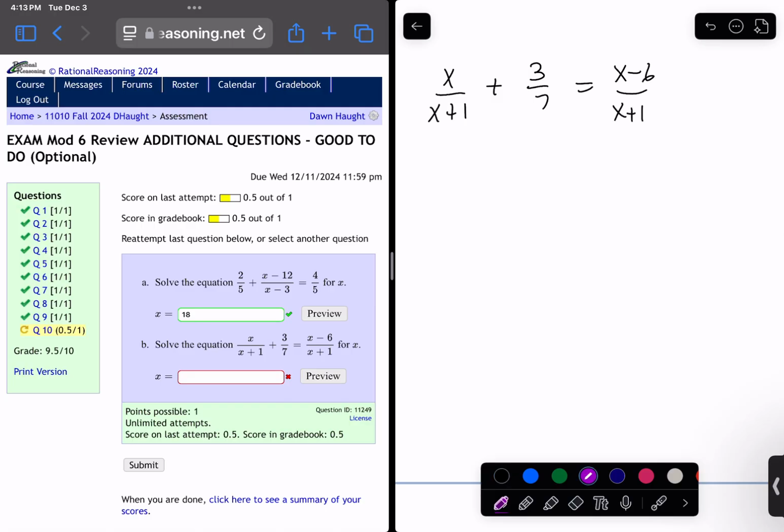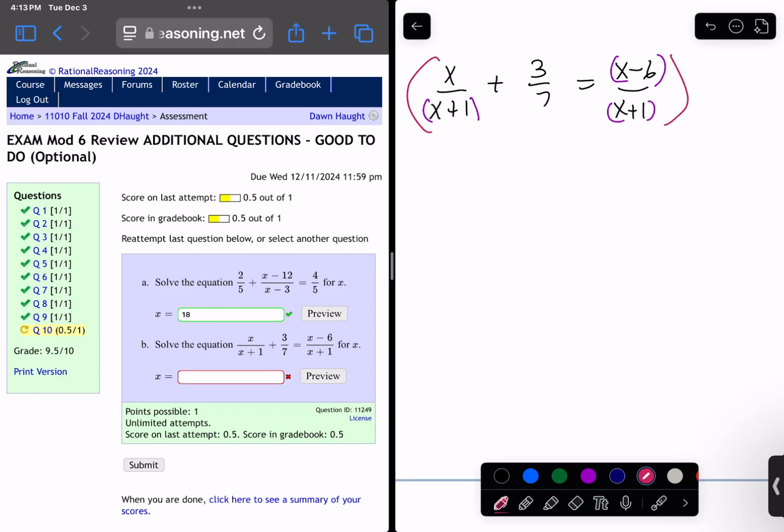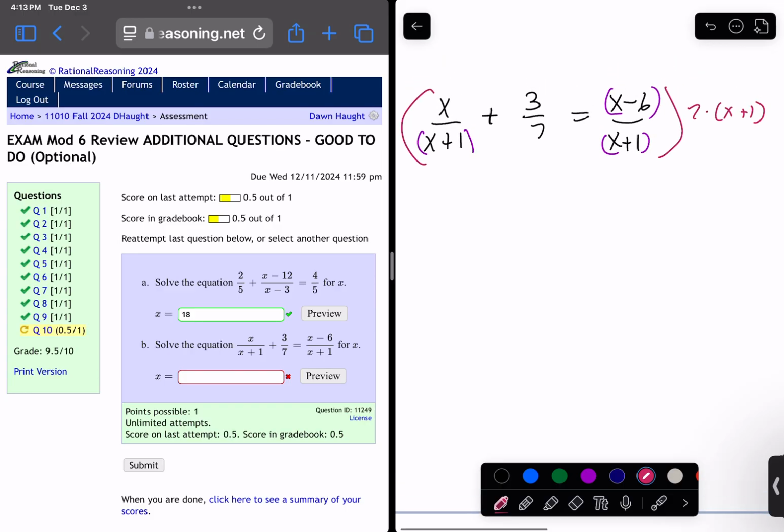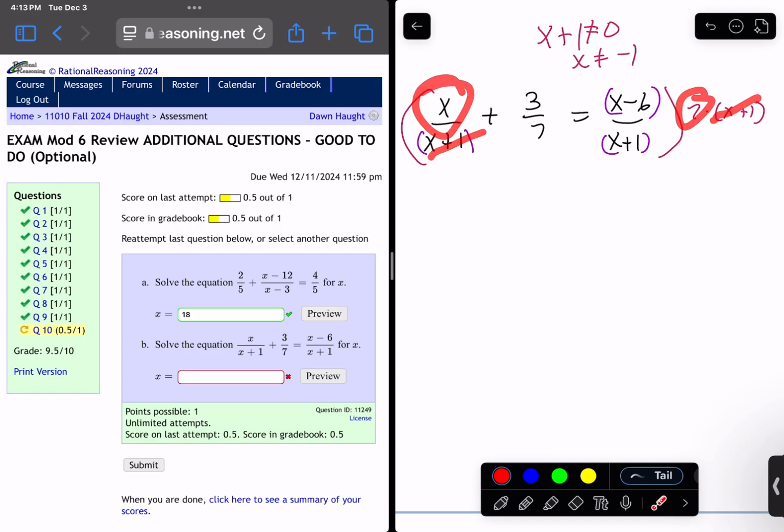I am going to surround all of my multi-terms, numerators or denominators with parentheses. The only denominators I see are a 7 and an x plus 1. Remember that x plus 1 is not allowed to equal 0, so x is not allowed to equal negative 1. Okay, so we're going to multiply this by x plus 1 and 7. Now the x plus 1s are going to cancel. We're going to be left with a 7x.